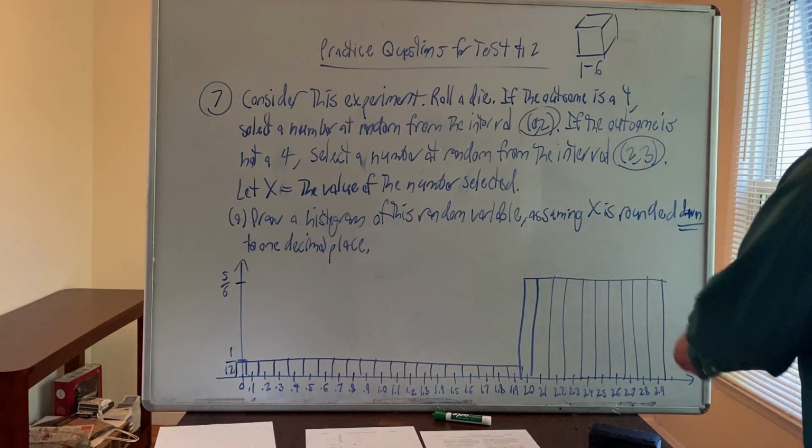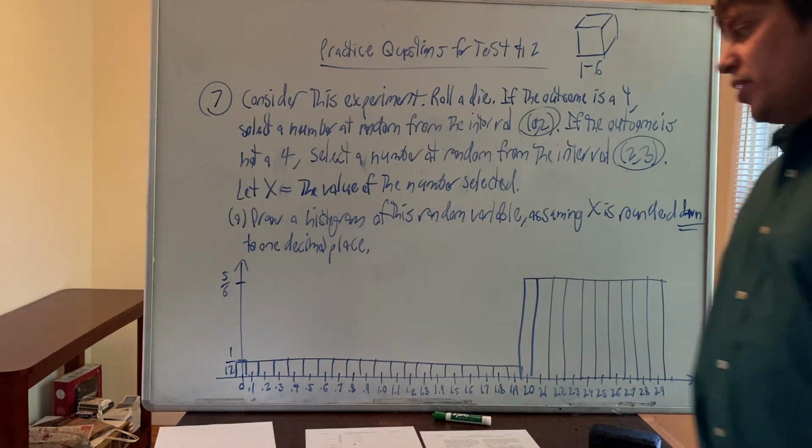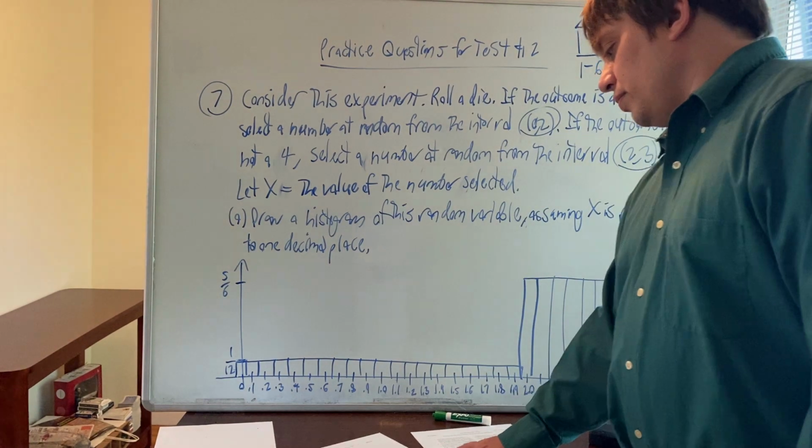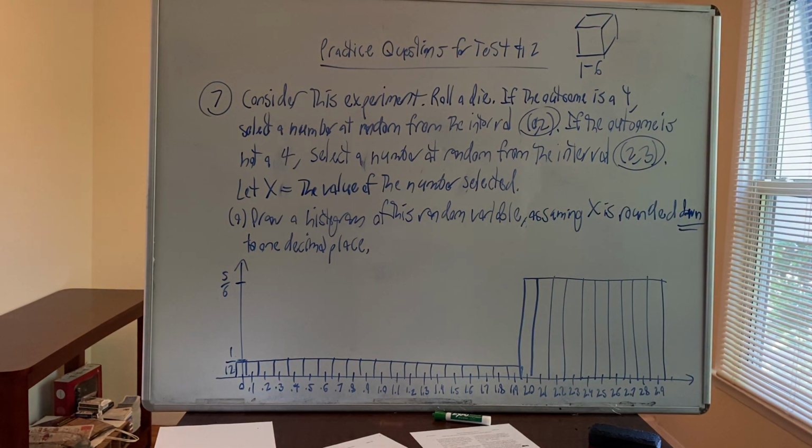It would be 5/6, right? From 2 to 2.9 would be 5/6. From 0 to 1.9, and then down, would be 1/12. Okay, and so this is the probability histogram for this random variable, assuming x is rounded down to 1 decimal place. Okay, and so that's A. That's the probability histogram.